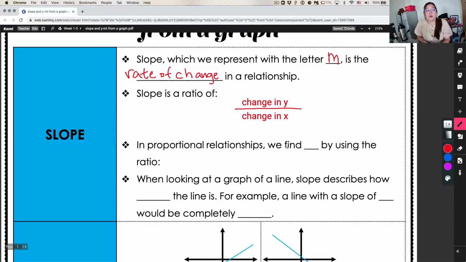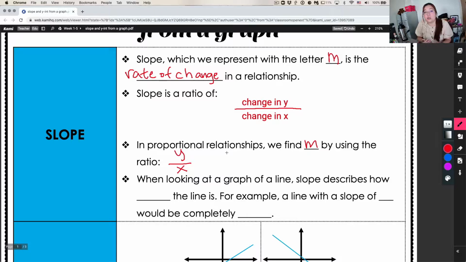Okay? Now in proportional relationships, and we've covered that, we find m by using this ratio y divided by x. We're still doing change in y over change in x with proportional relationships, but because the rate of change is constant in a proportional relationship, we don't have to really calculate the change in y. We could pick any point, take the y value, divide by the x value, and you'll get the same m.